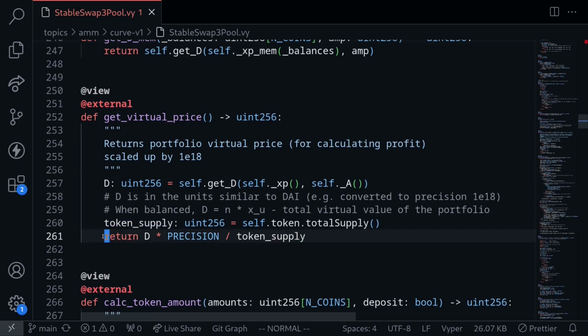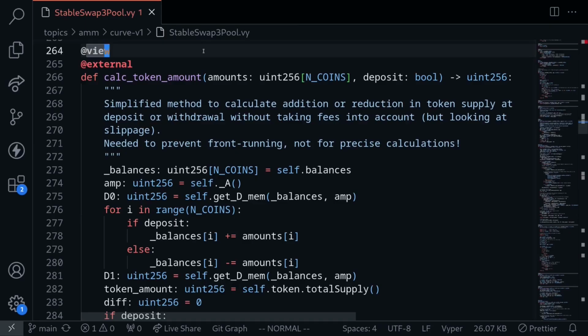And then when we look at this part of the code, we can figure out what this function getVirtualPrice does. It takes in D, so this is the number that represents liquidity, and then multiplies it by precision, and then divides by the total amount of LP tokens that were minted. So liquidity divided by the total amount of LP tokens. Effectively, this will give us the value of each LP token. So the function getVirtualPrice, we now know that it returns the value of each LP token.